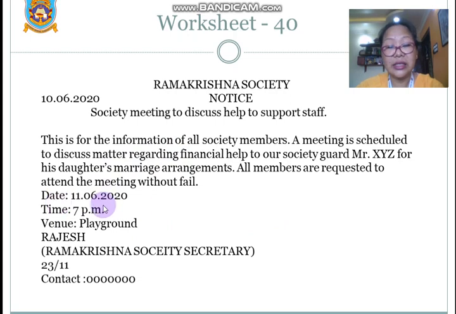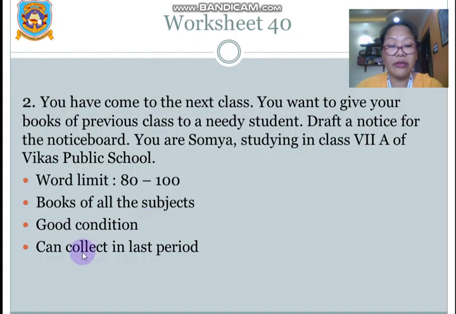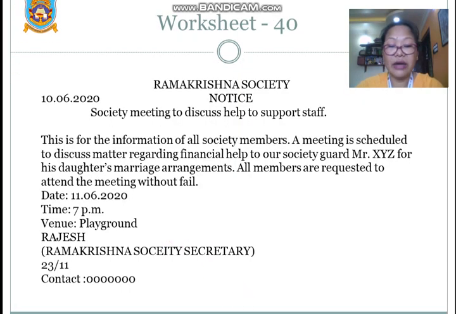Okay, the date means the meeting will be held on 11/06/2020. Then the time would be 7 p.m. Venue, that means the place where the society meeting would be held, playground. Remember the name of the writer here, you are Rajesh, so we will write here Rajesh, and then Ramakrishna Society. Here there is a signature. Okay, I did not write the signature here. You need to have a signature here. Let us just write down the signature.